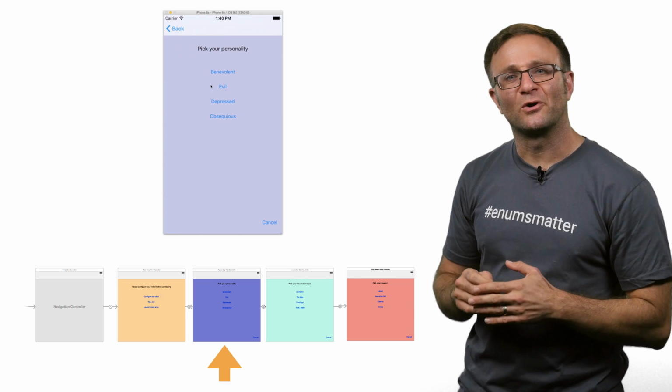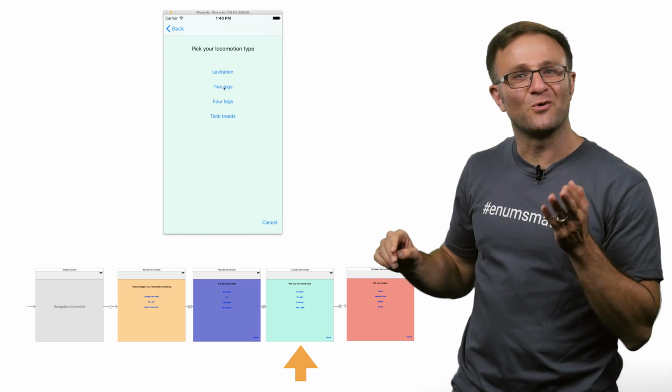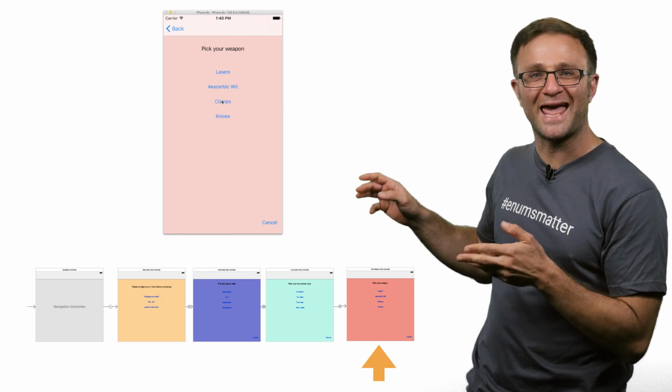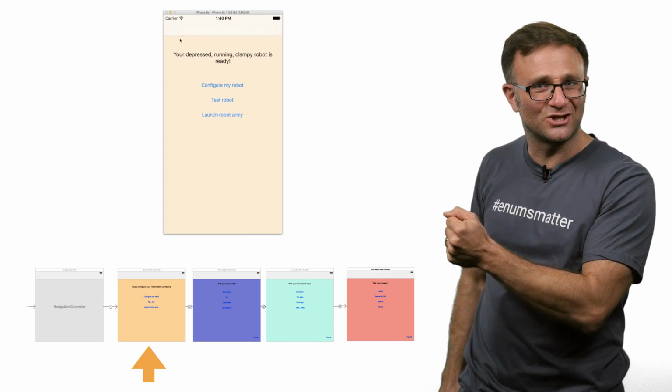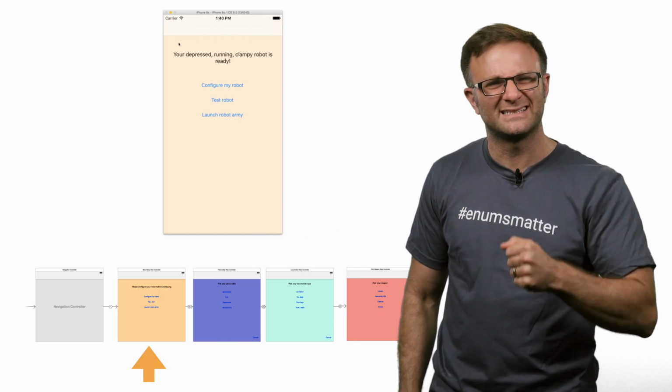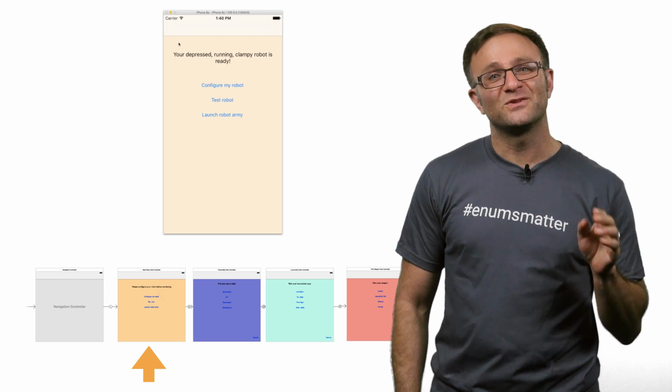Now you can see by the storyboard here that it goes several layers deep as I select my robot's personality, mode of transportation, and weaponry. And then we get to the end and, well, I gotta back up a bunch of times in my navigation controller to get back to my main menu. It's kind of awkward. So there are a few ways we could address this.